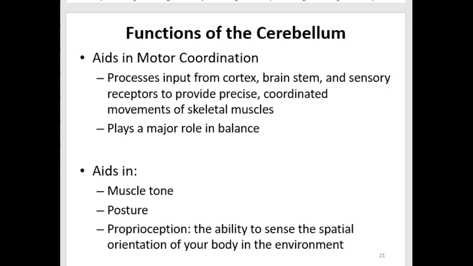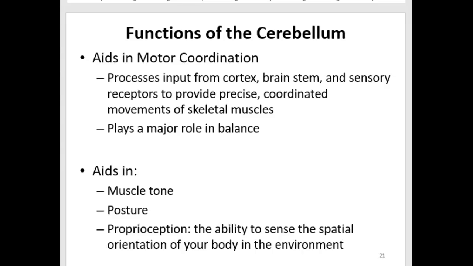But it's also known to be involved with muscle tone and the ability to sense where your body is in space. We call that proprioception. And it's even been associated with things like accurately perceiving time passing, as well as other cognitive functions. So I think the cerebellum is a hot area of research right now.